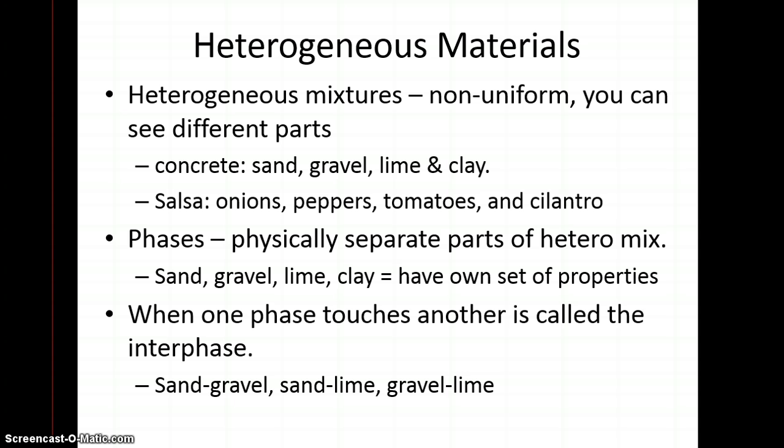Phases. In heterogeneous materials, there are phases. There are physically separate parts. Like in concrete, the sand, the gravel, the lime, the clay are each their own phase because they have their own set of chemical properties. When one phase touches another, we can call that an interphase. Like the sand touching the gravel is an interphase, the sand-lime interphase, the gravel-lime interphase. Or if we're talking about salsa, the onion-pepper interphase, the onion-tomato interphase, the onion-cilantro interphase, the pepper-tomato interphase, the pepper-cilantro interphase, and so forth.